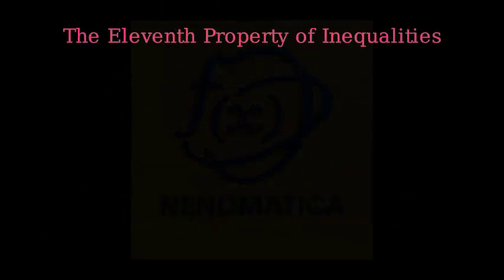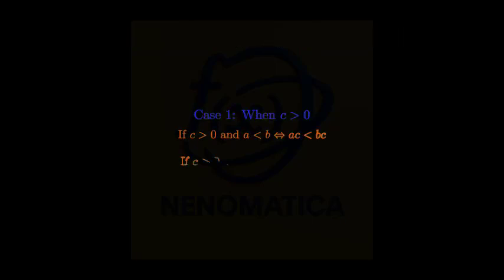Welcome to this math lesson on the 11th property of inequalities. This is an important concept that helps us understand how inequalities behave when we multiply or divide both sides by a number. First, when we multiply or divide both sides of an inequality by a positive number, the direction of the inequality remains the same.